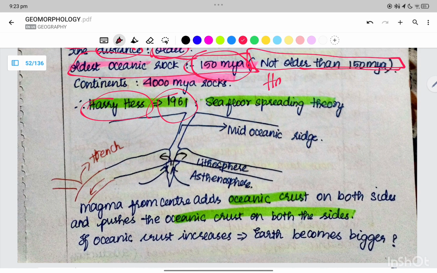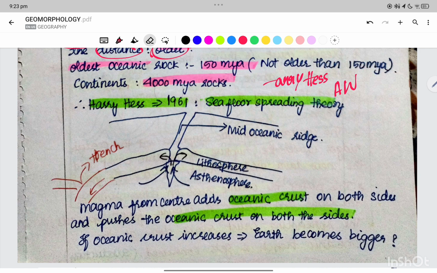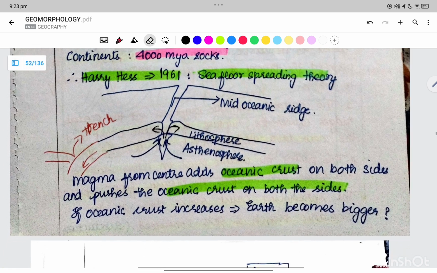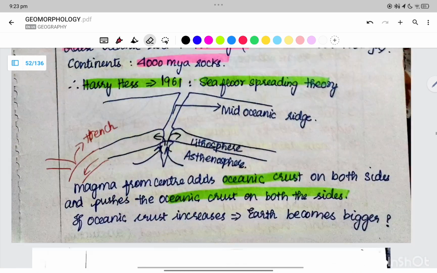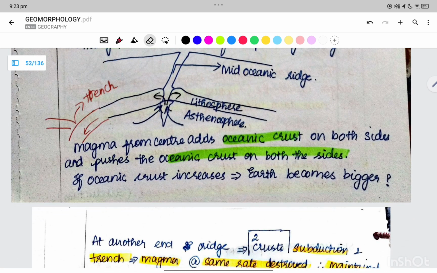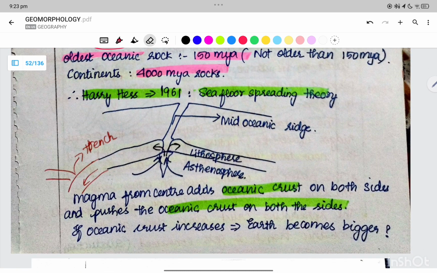It is by Harry Hess, whereas the continental drift theory is by Alfred Wegener. The sea floor spreading theory is by Harry Hess, in 1961, right?